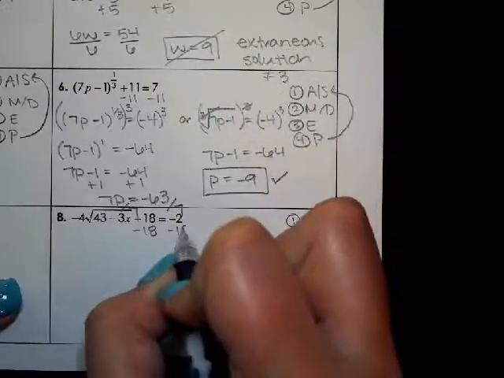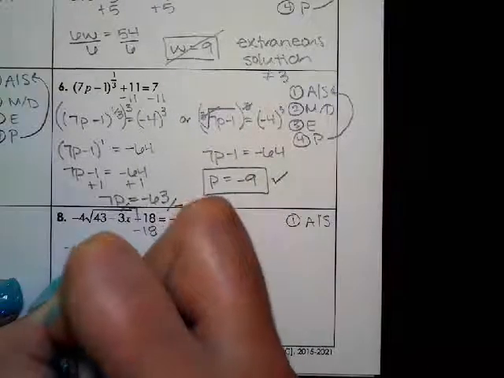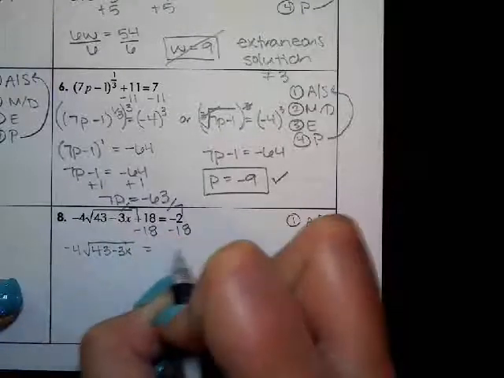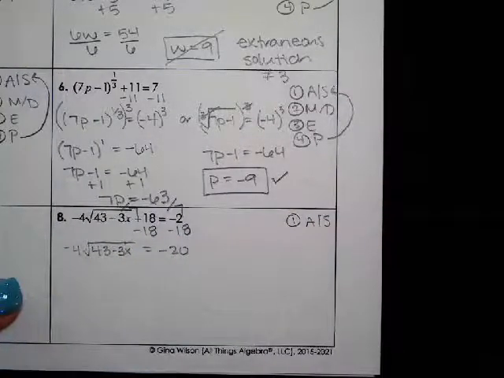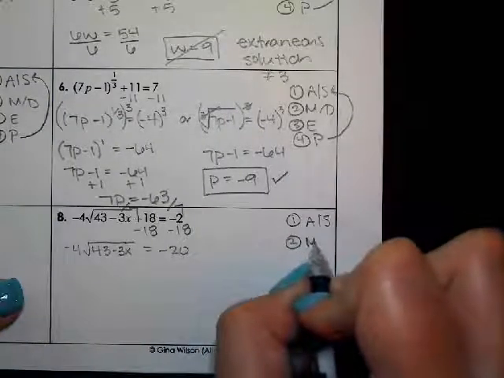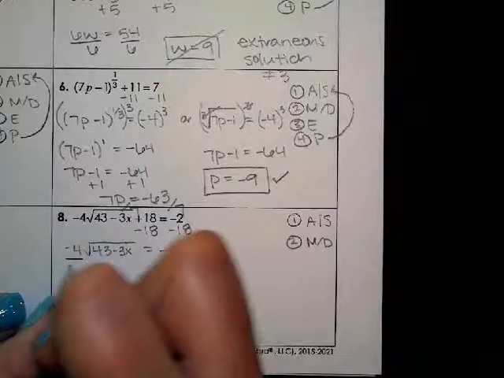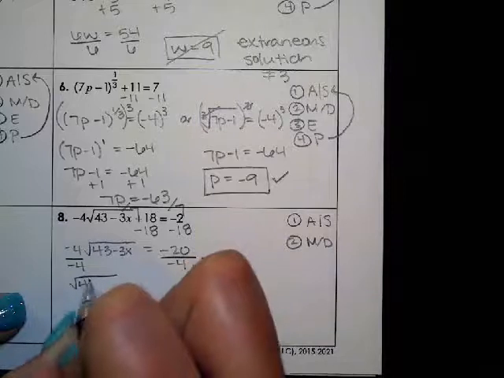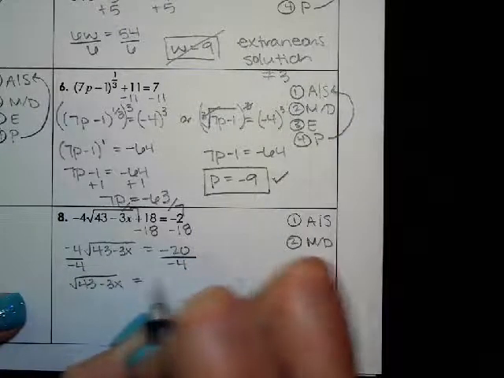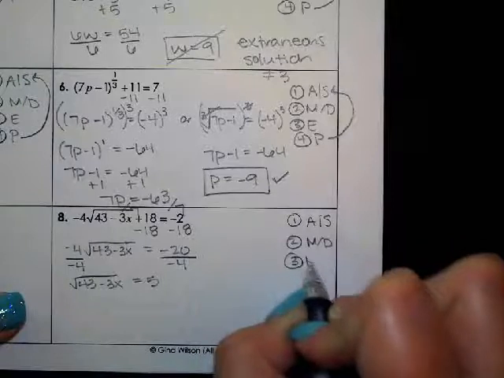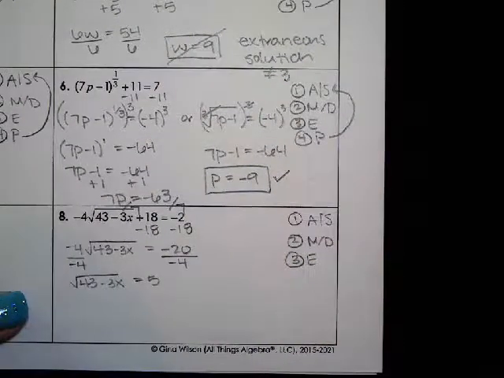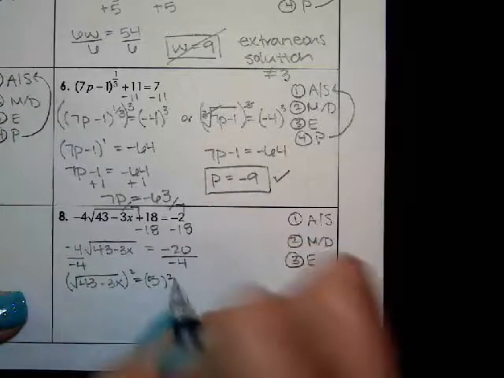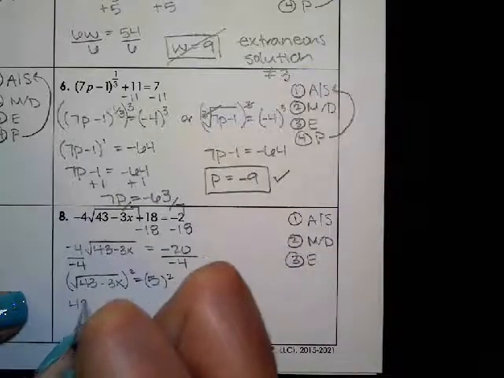So we've got negative 4 square root of 43 minus 3x equals negative 20. Then we're going to see if there's anything that we can multiply or divide to the other side. Divide by negative 4. So square root of 43 minus 3x equals 5. Then we're going to see if there's an exponent we could introduce or an exponent we could get rid of. We can square both sides. So 43 minus 3x equals 25.